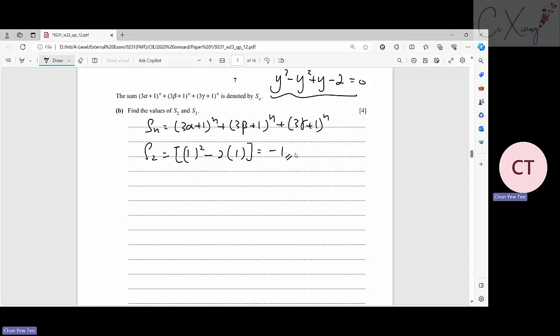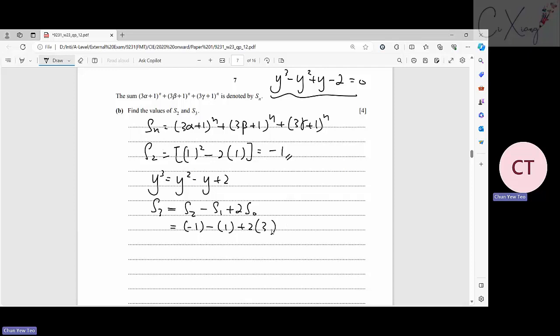So in order to get S3, from the expression over here, we make it become y cube equals y square minus y plus 2. So S3 equals S2 minus S1 plus 2 S0. We already have S2, which just now is negative 1. Then S1 is the sum of the 3 roots over here, you will get 1, plus 2 S0.